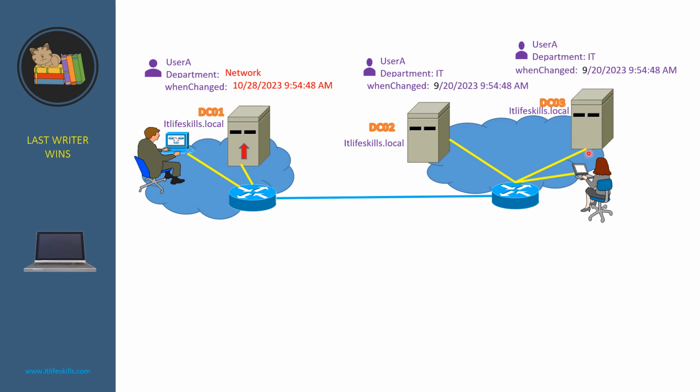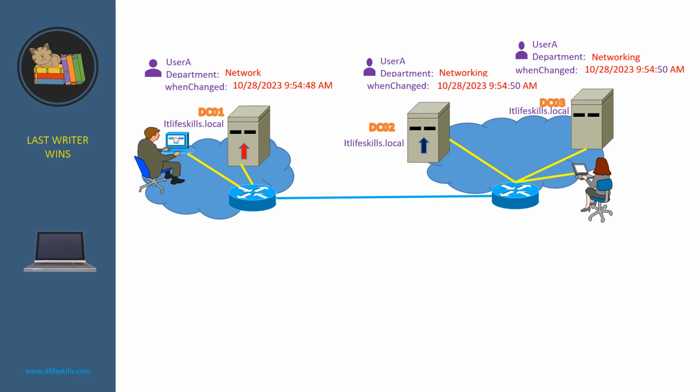About 2 seconds later, this system administrator logged into DC2 and updates the department of user A to networking, and it also updates the timestamp of the change on the user A object on DC2. Now the change on DC2 is replicated to DC3. DC3 checks the timestamp of the change and finds it is newer, so it updates the department of user A to networking and also updates to the same timestamp.